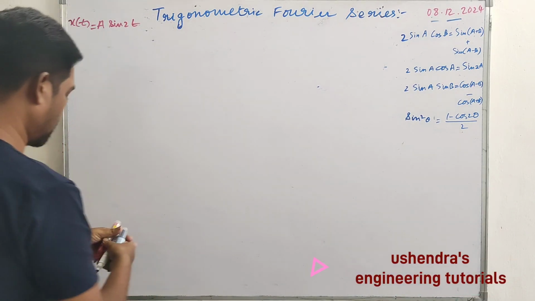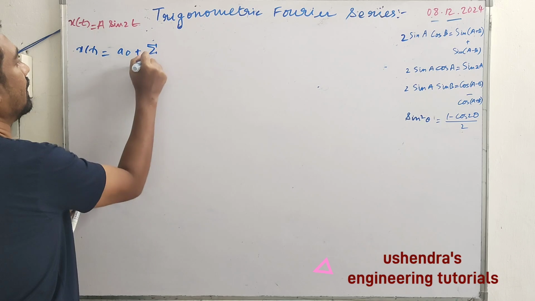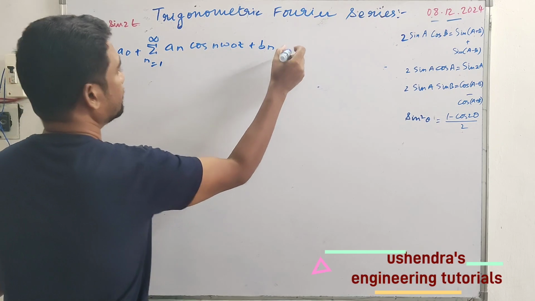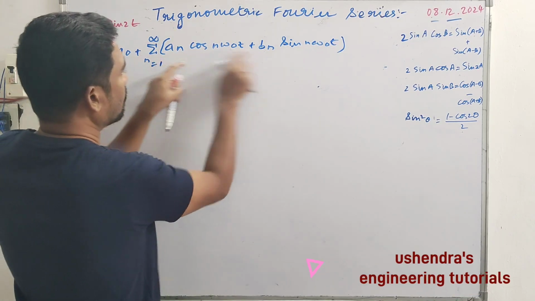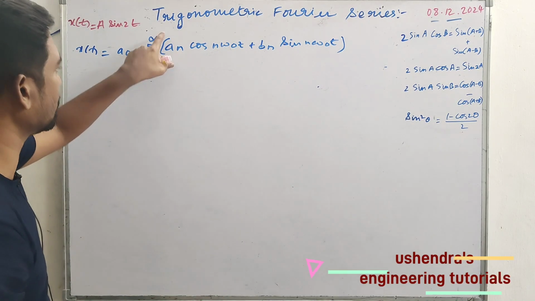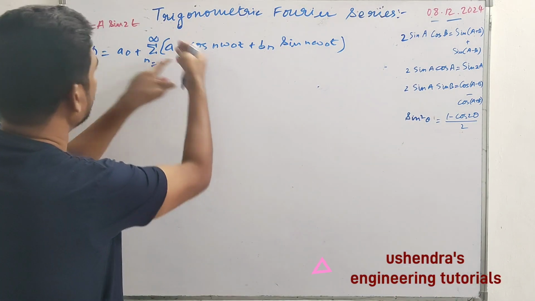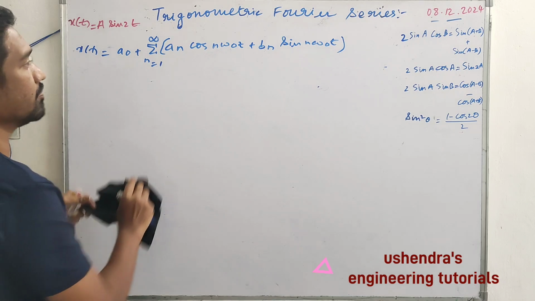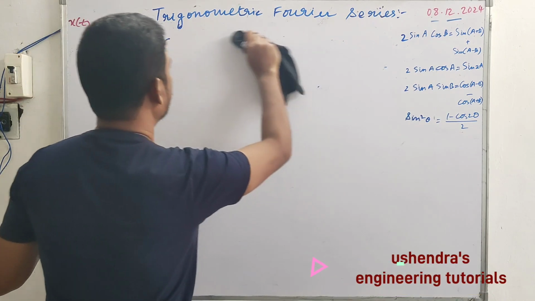The general expression for the trigonometric Fourier series is x of t is a naught plus summation n equal to 1 to infinity of a n cos n omega naught t plus b n sine n omega naught t. Put it inside the bracket to say that the summation is for both the terms. Now we have to evaluate a naught, a1, a2, a3, a4, etc. up to infinity, and b1, b2, b3, b4, etc. up to infinity. We'll find the coefficient values and then come back to this and open the series for n equal to 1, 2, 3, 4, 5, 6, etc. to infinity. We have to compute a naught, a n, b n in general expressions, then a1, a2, a3, a4 to infinity. So this is the expression, and we have to come back to it.